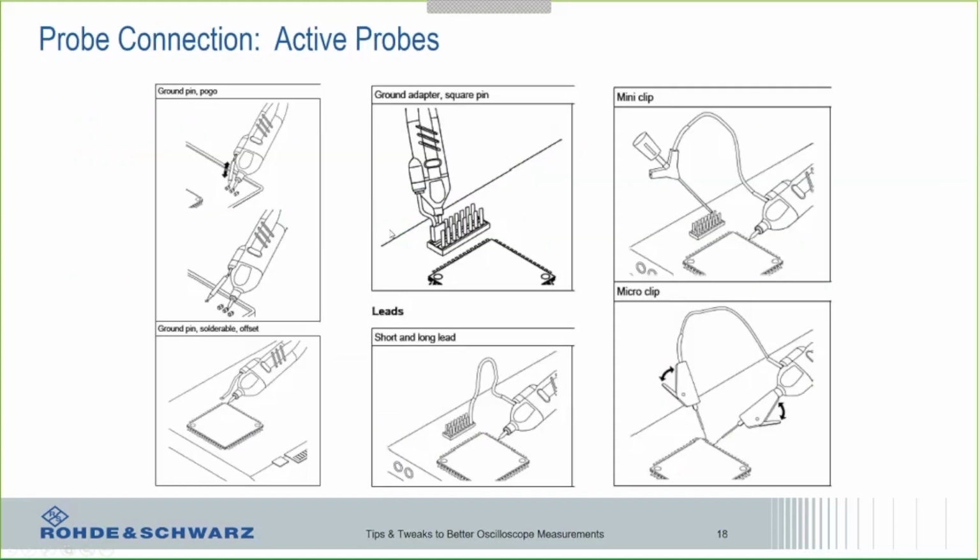If we look at probe connection, again, active probes have a number of different options when it comes to how you attach to your device under test. The same rules apply to what we just talked about. The shorter the leads, the better you're going to be in terms of signal fidelity and measurement accuracy. So a short ground pin with the pogo pin coming off of the amplifier is going to be a much better solution than using a mini clip or a micro clip or a long lead for your active probe.